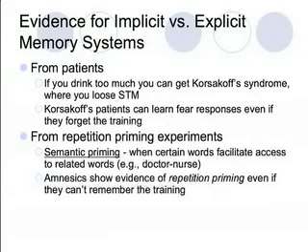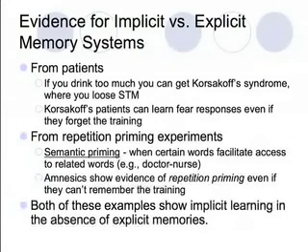So amnesics show evidence of repetition priming even if they can't remember the training. You can take a person with amnesia or Korsakoff syndrome and train them up on a bunch of words. They will show evidence of repetition priming, which means that they have implicit memory. They've learned something, even though they can't remember the episode or the training. So they lack the explicit knowledge, but they do implicitly acquire the information that facilitates priming. Both of these examples show implicit learning in the absence of explicit memories.